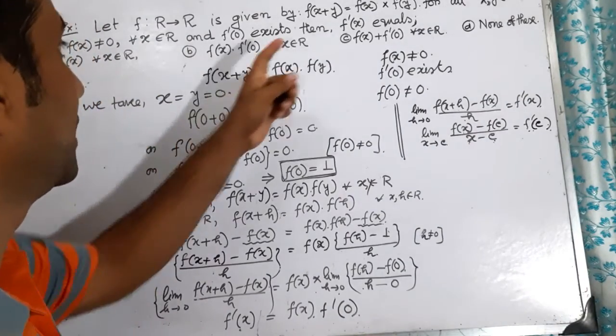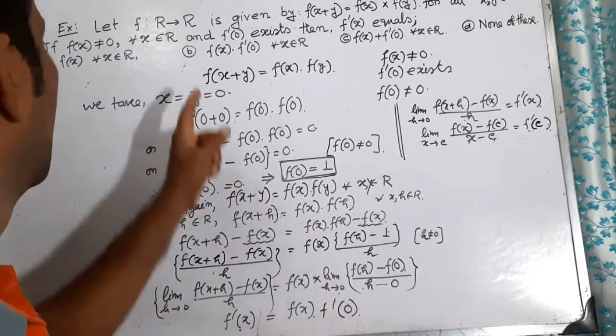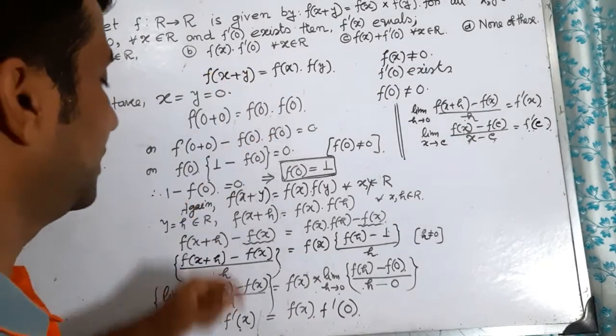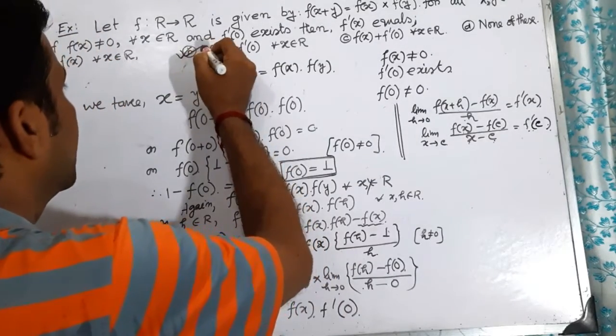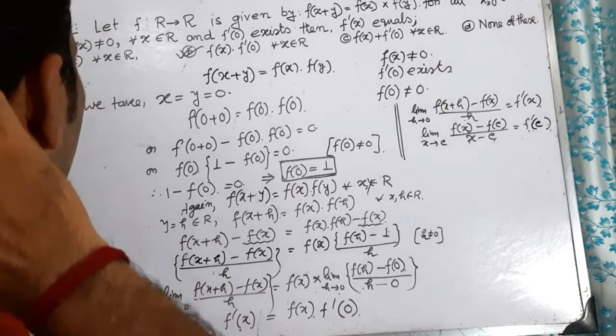So from the fourth option we get f dash x equal to f of x into f dash 0. That means B is our correct answer.